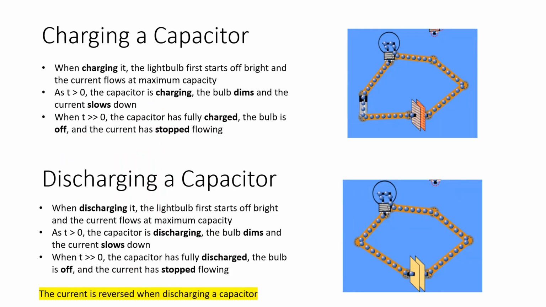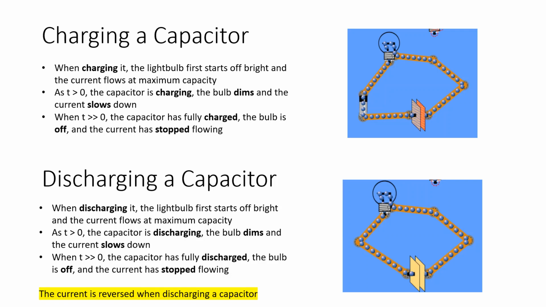So when we charge one, the light bulb first starts off really bright and the current flows at maximum capacity. As time is bigger than 0, the capacitor is charging and the bulb starts to dim and the current slows down. As time passes a lot more than 0, the capacitor is fully charged and the bulb is off and the current has stopped flowing completely.